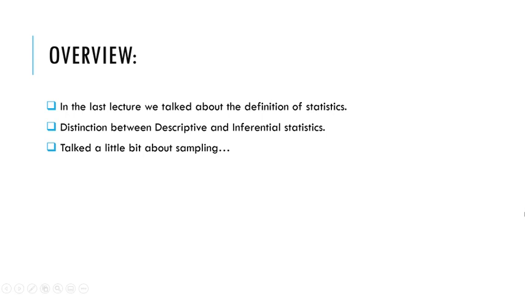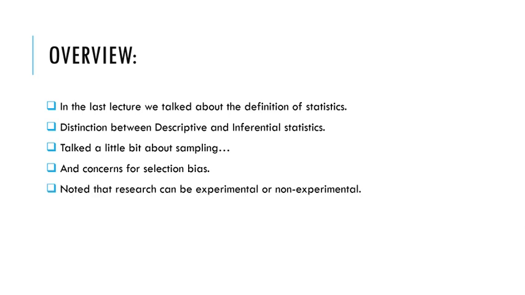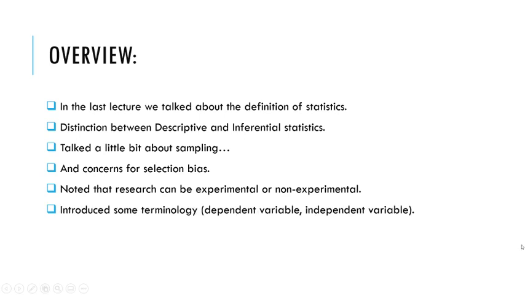Then we talked a little bit about sampling, which we'll talk more about here, and the concerns for selection bias, right? What happens if I have a sample that doesn't really look like my population? We noted that research can be experimental or non-experimental. Remember, I gave you the example of doing a study on the impact of drinking on student GPAs. Clearly can't do that as an experiment with a treatment because that would be highly unethical. I'm sure my university would turn down any proposal for any such type of research.